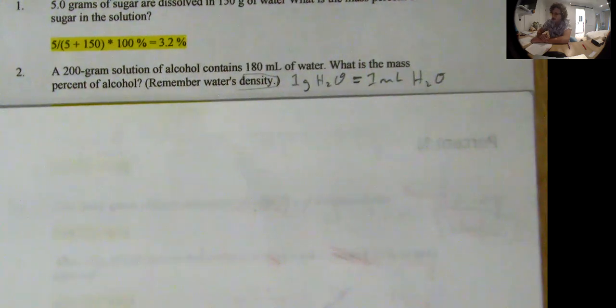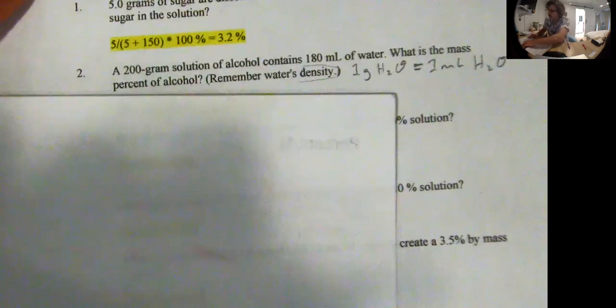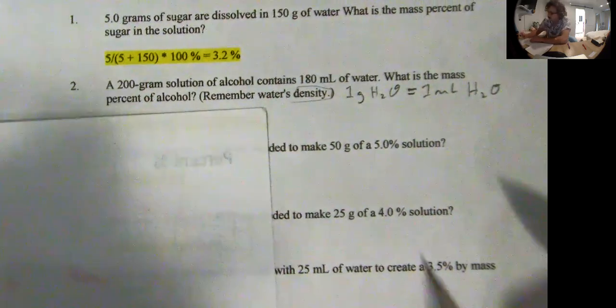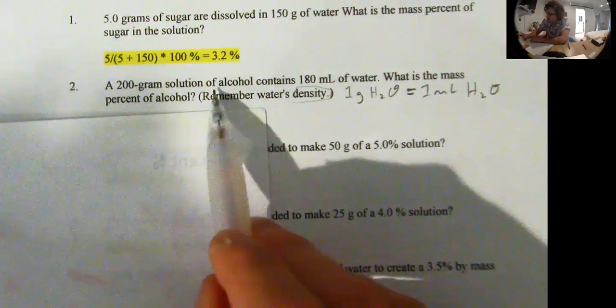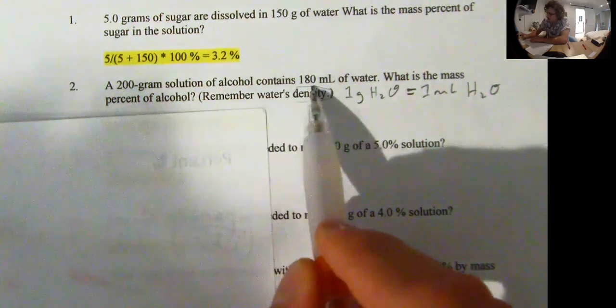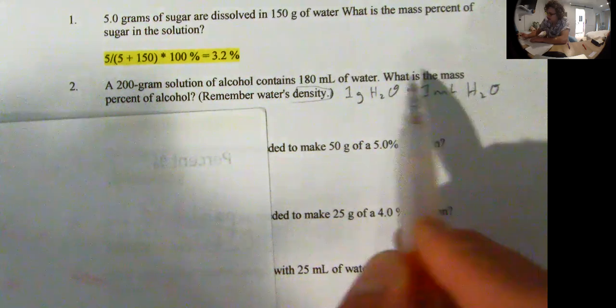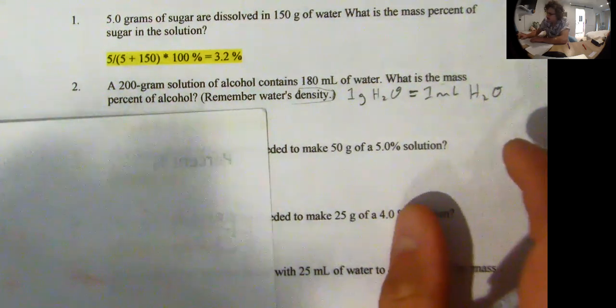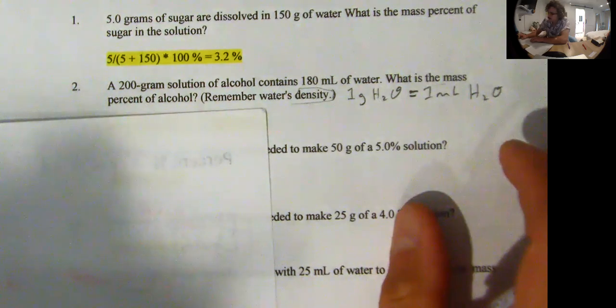Okay, so how do we solve this problem? Without giving you the answer, let me, oh dang it, I probably just gave you the answer, whatever. Okay, a 200 gram solution of alcohol contains 180 milliliters of water. What is the mass percent of the alcohol? We're pausing, so you can pause the video right now if you'd like to.